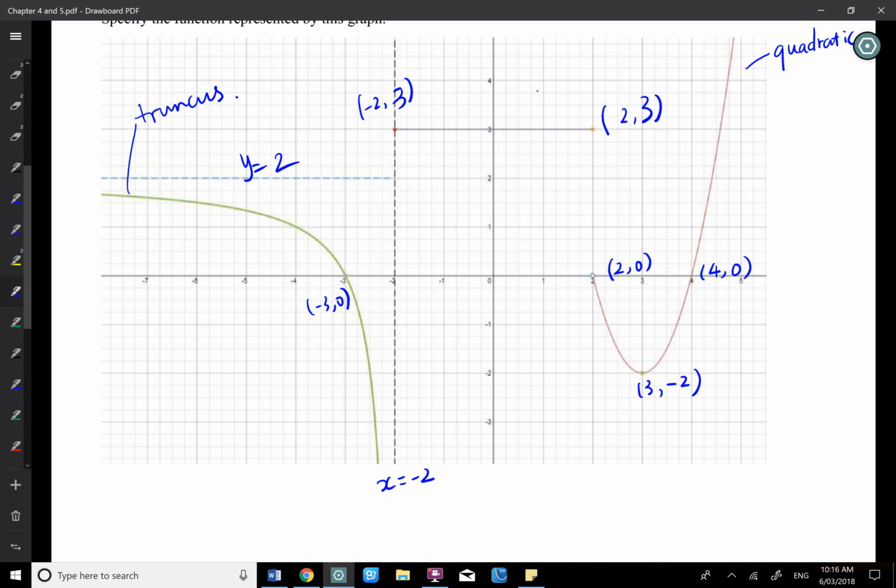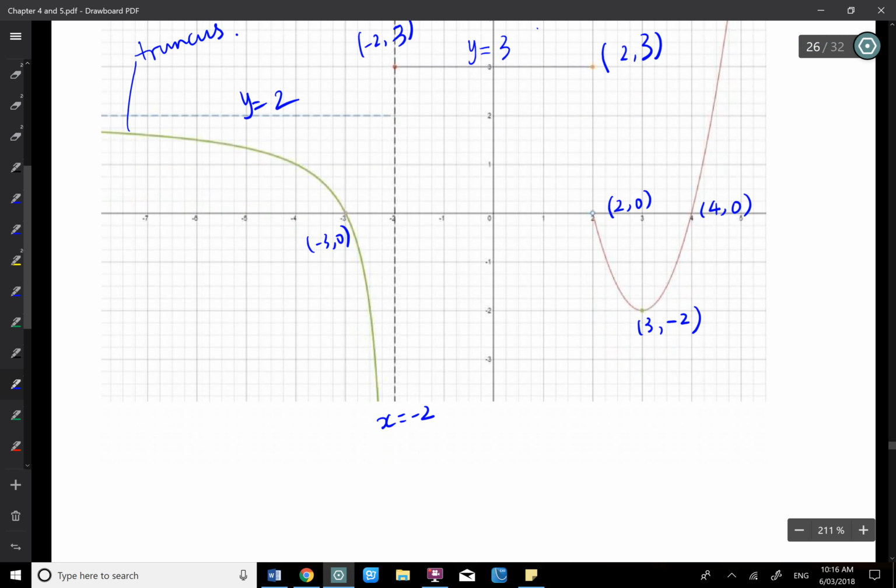Okay, the easiest one will be the middle one, which is a horizontal line, and we have y = 3 for that for sure. And then I will work on the easy one. Maybe the quadratic will be easier.